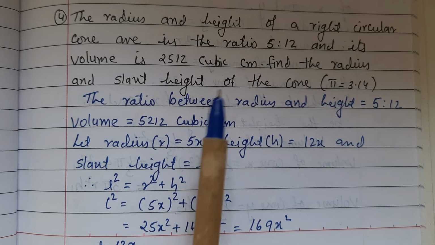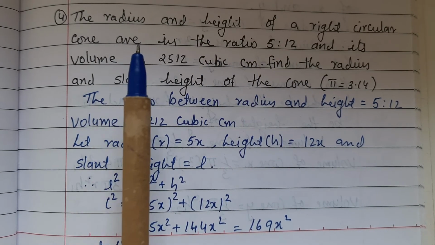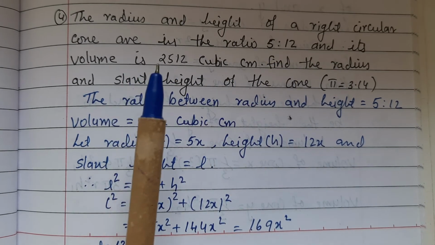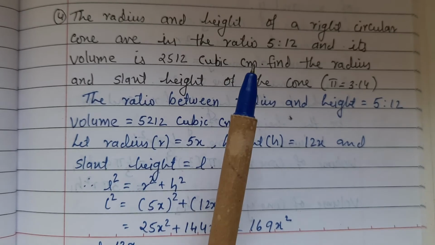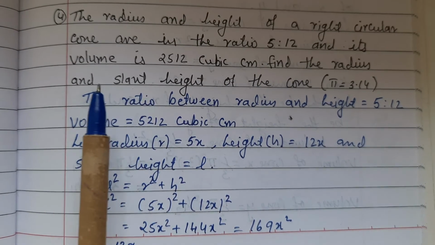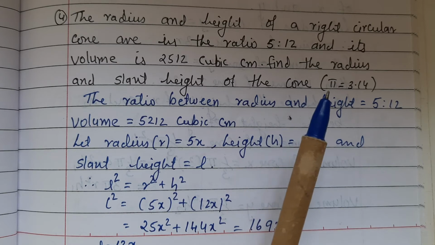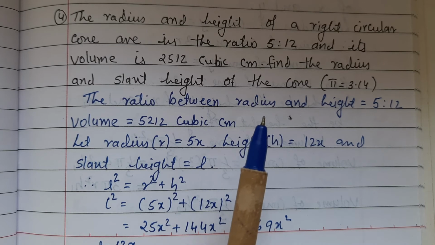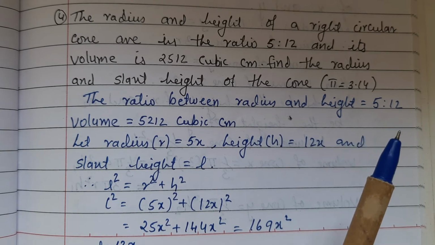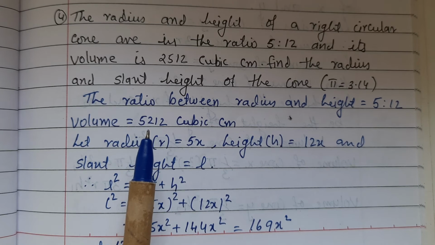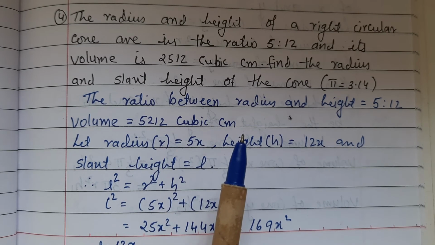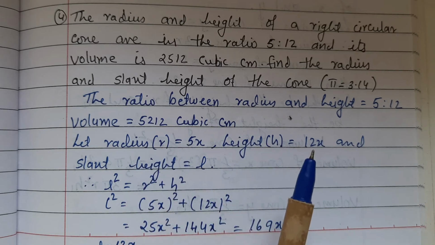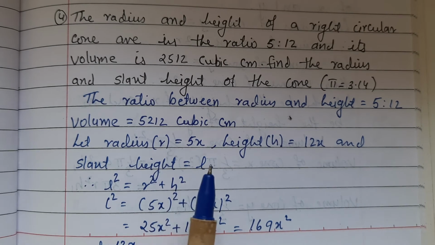Sum number 4. The radius and the height of a right circular cone are in ratio 5:12 and its volume is 2512 cubic centimeter. Find the radius and slant height of the cone. Pi equal to 3.14. The ratio between the radius and height equal to 5:12. Volume equal to 2512 cubic centimeter. Therefore, let radius equal to 5x and height equal to 12x and slant height equal to L.